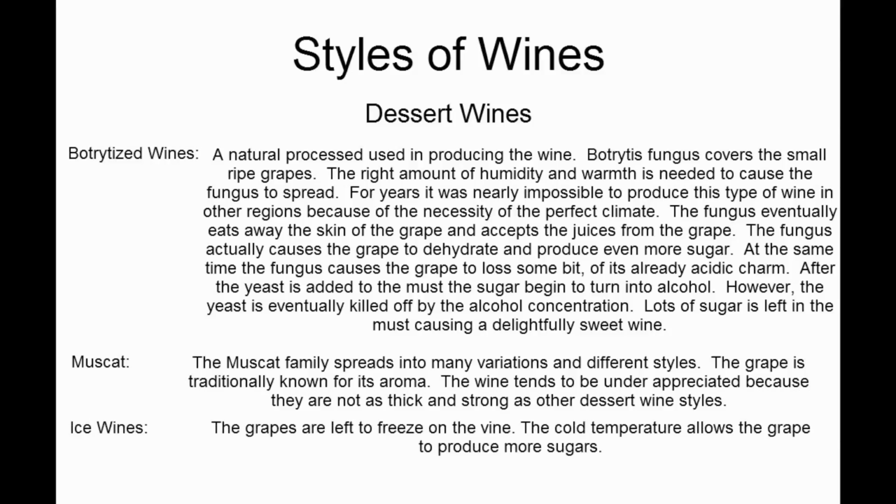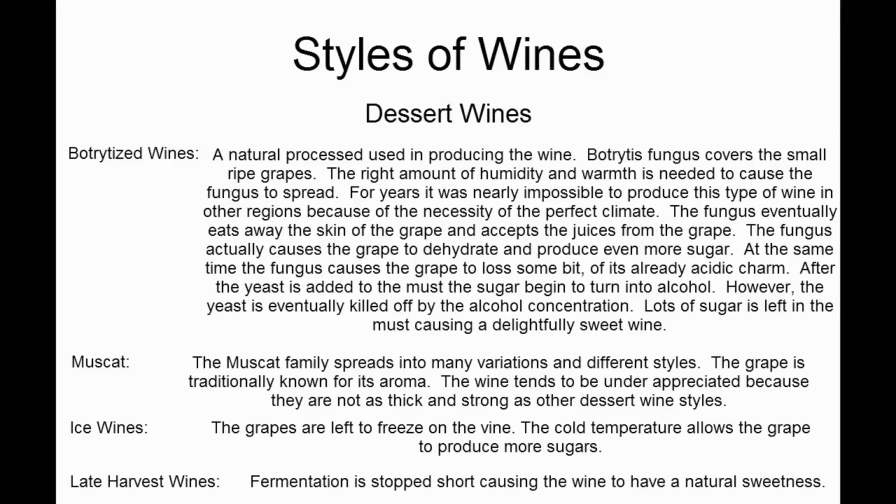Ice wines are where the grapes are left to freeze on the vine. The cold temperature allows the grape to produce more sugars. Late harvest wines are grapes left on the vines beyond harvest time. This thickens the grape skin, causing more sugars within the grape. During the winemaking process, fermentation is stopped short, leaving more sugars within the wines.